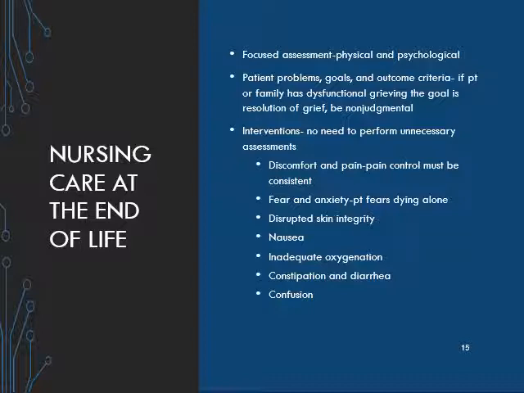Inadequate oxygenation. Secretions accumulate in the airway and patients may be unable to clear them, so you might need to use suction. In the final hours of life, breathing slows down and becomes irregular, and that's called Cheyne-Stokes respirations, characterized by alternating periods of apnea and deep, rapid breathing. So we don't do any intervention at that time. If they need oxygen, we can put oxygen on them.